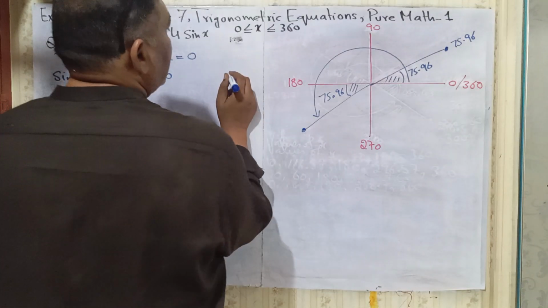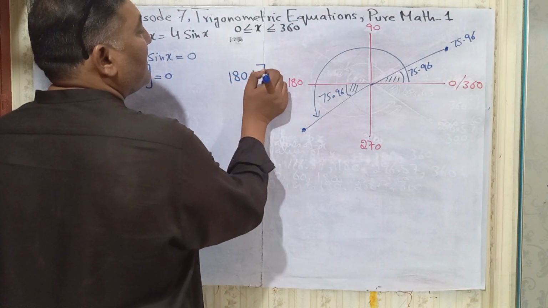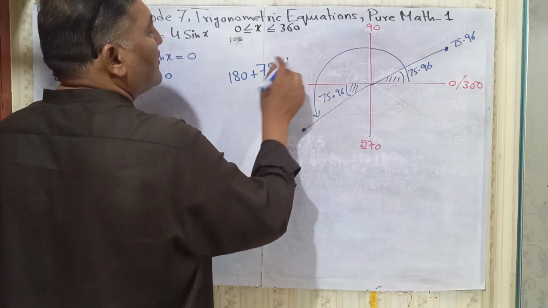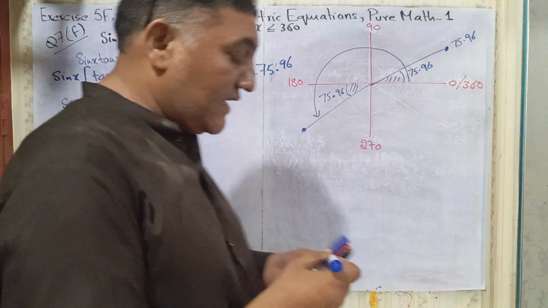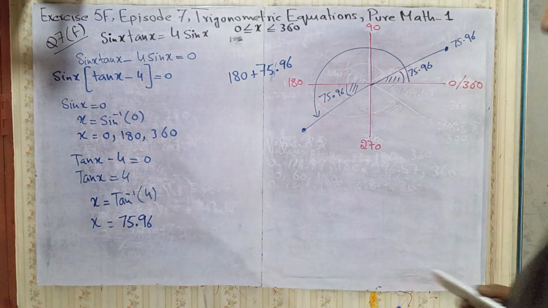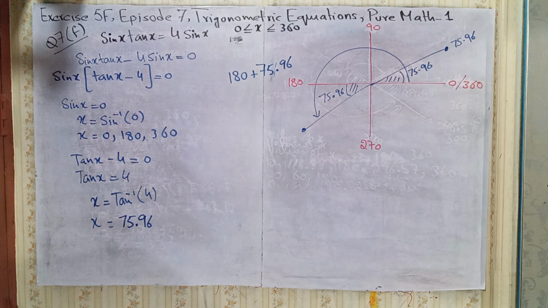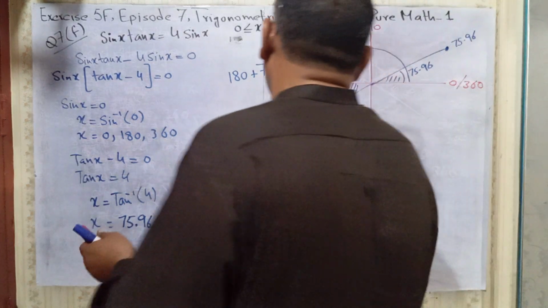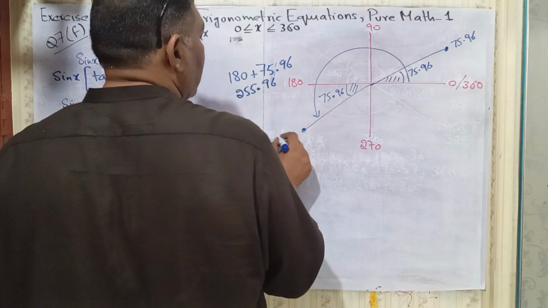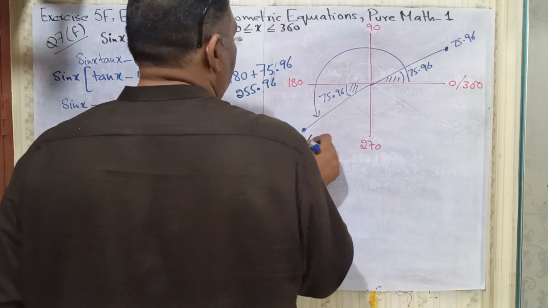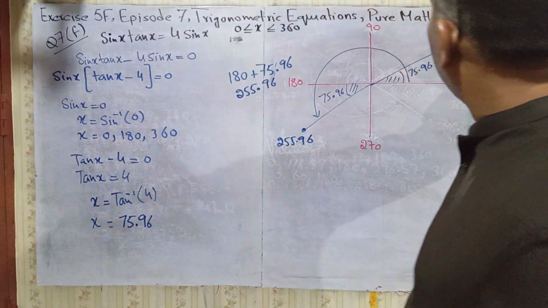So let me calculate it. This is 180 plus 75.96. We will use our calculator. 180 plus 75.96 is equal to 255.96. So this angle is 255.96. You see the tan is positive in the first quadrant.